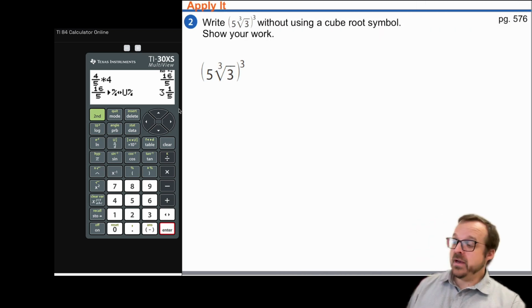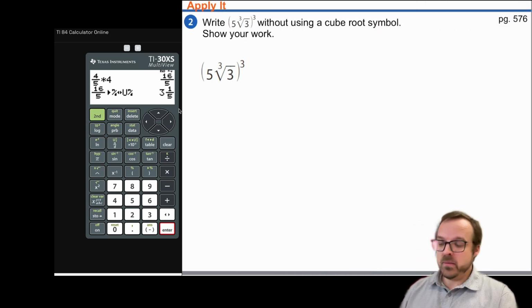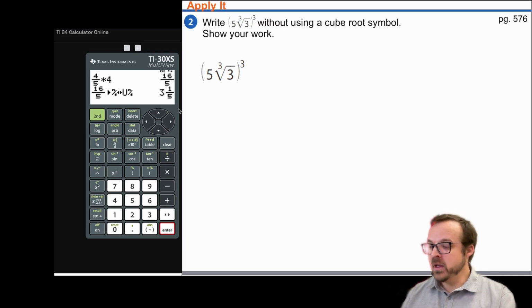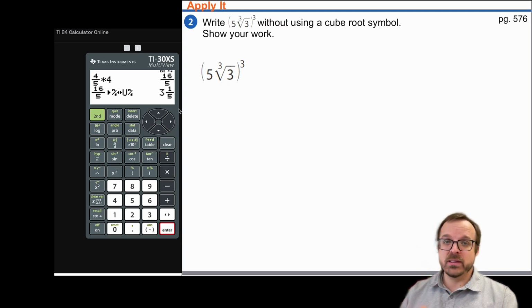On page 576, we have this problem here. We have 5 times the cubed root of 3, all of that to the power of 3, or cubed. It wants us to rewrite this without any cubed root symbols. I'll show you how to take this all the way to the final answer. In fact, you could type this right into your calculator and call it good. But I'm going to focus on just getting rid of the cubed root.